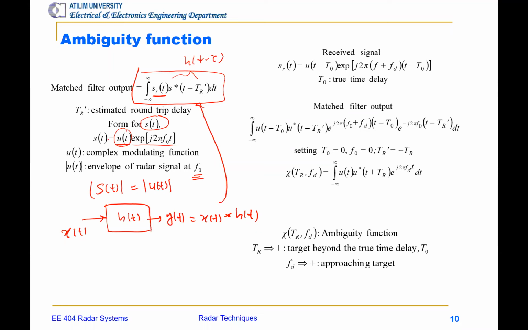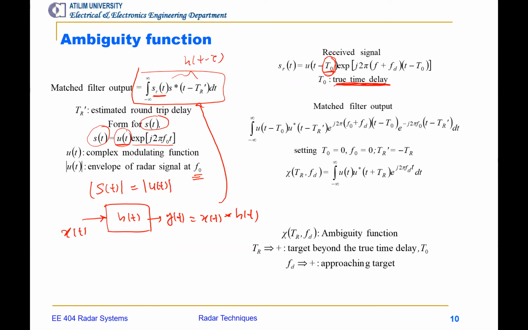So we got it, and then transmit this s(t), and then get the received signal, which is going to be the shifted version of the transmitted signal by t0, which is the true time delay. Okay, so this shows the delay, time delay, true time delay to the target.